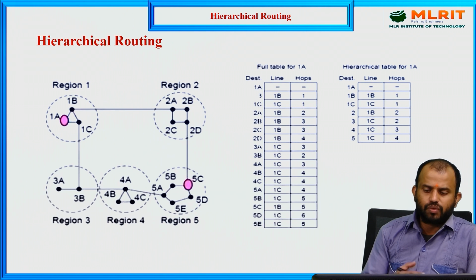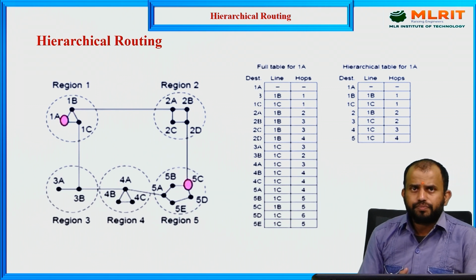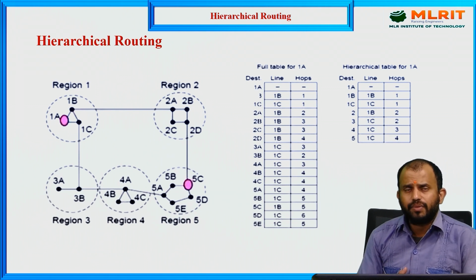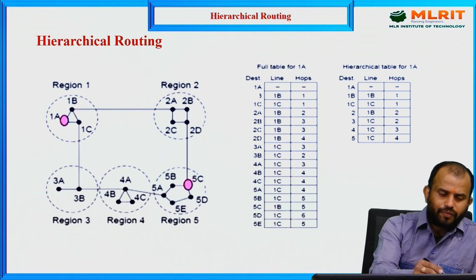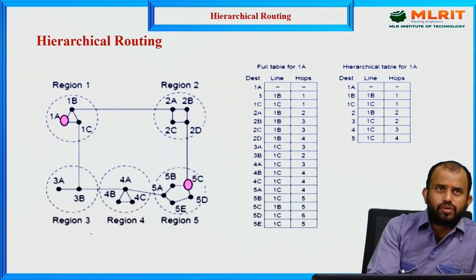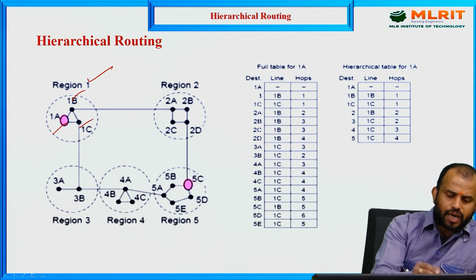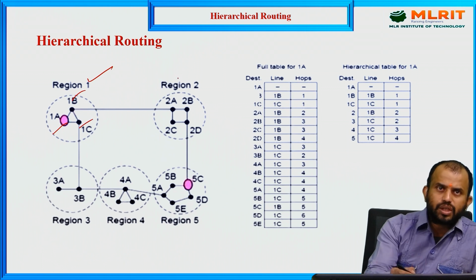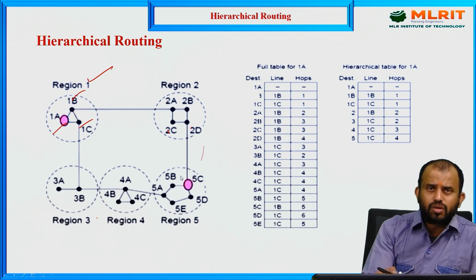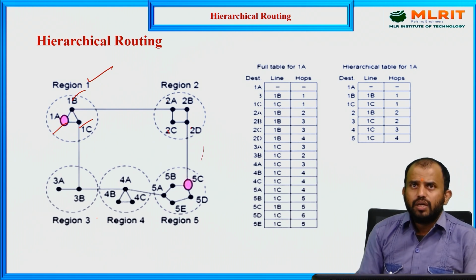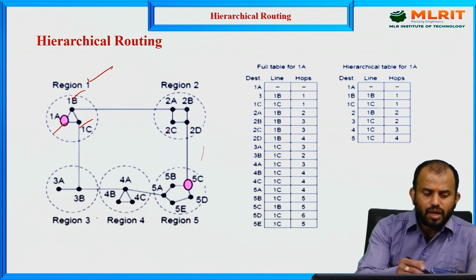At the same time, what is hierarchical routing? Information is transmitted following some kind of hierarchical mechanism. We have different regions and different routers present. For example, in region 1, A, B and C are present. Similarly, in region 2, A, B, C are present. Similarly, in region 3, region 4 and region 5, there may be two routers, three routers or n number of routers, but information is transmitted in a hierarchical manner.